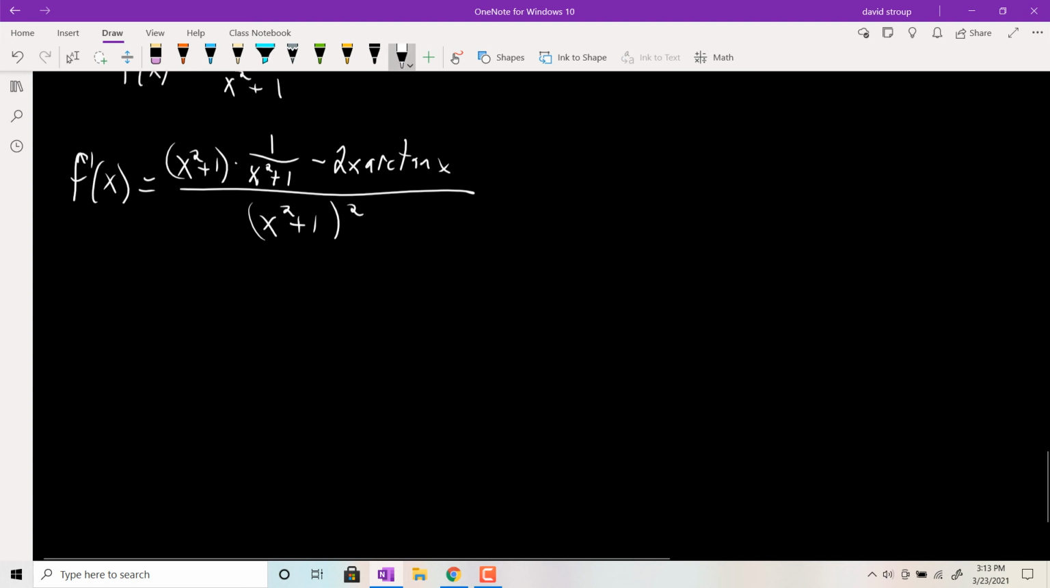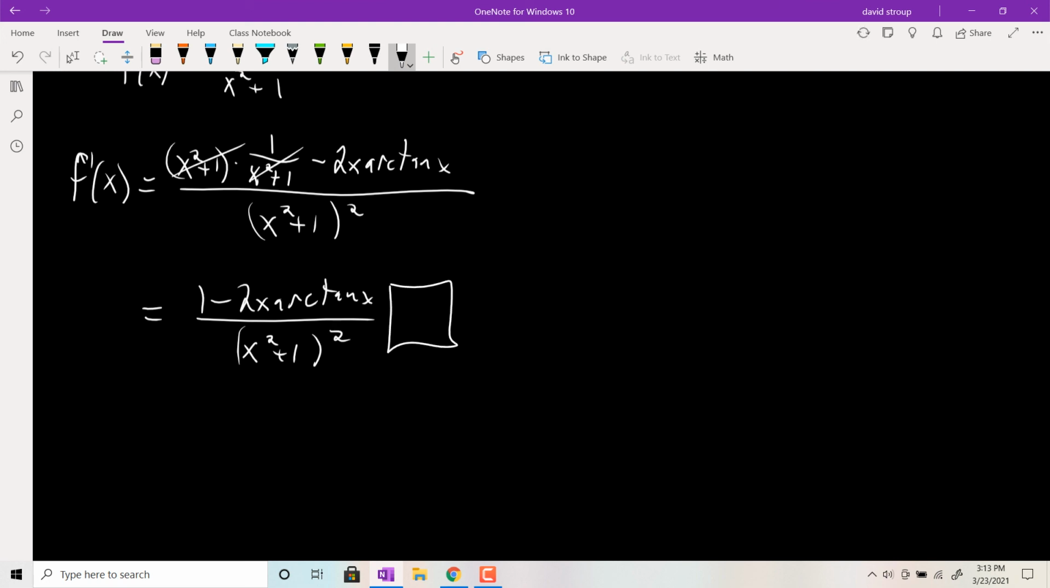Okay. These guys will cancel, and you'll be left with (1 - 2x arctan x) all over (x squared + 1) squared. And we have to compare that to 0. In particular, to show it's decreasing, this needs to be less than 0. So on a test, I would need to see your derivative and your inequality. Whether you believe it's true or not, you better show it that way. It had better be less than.